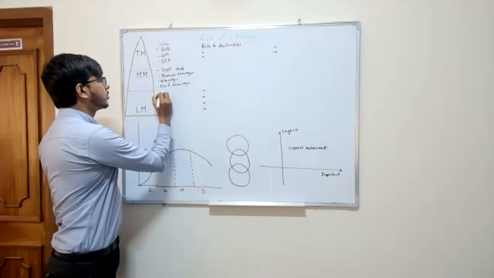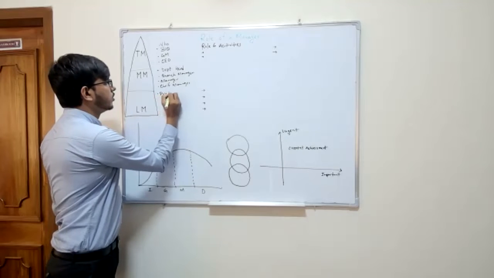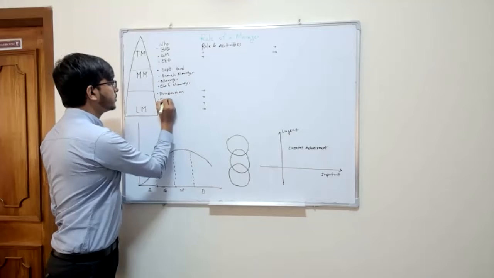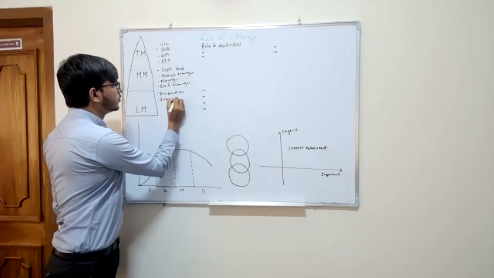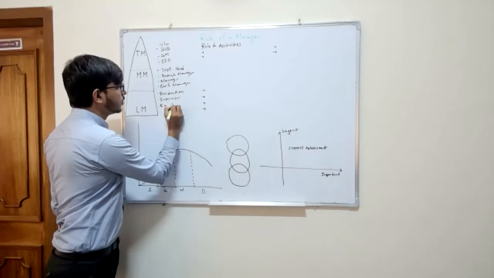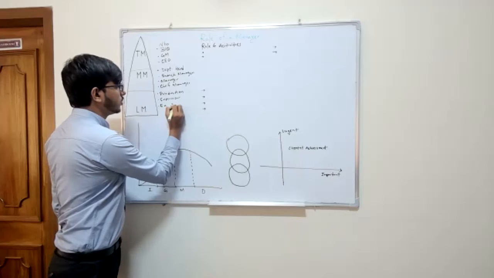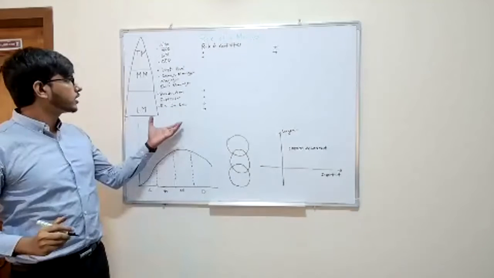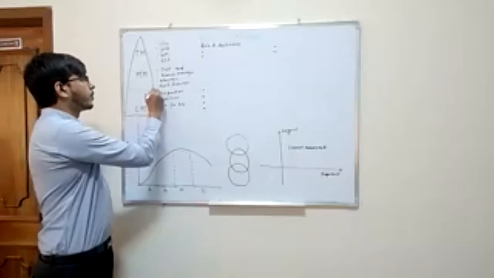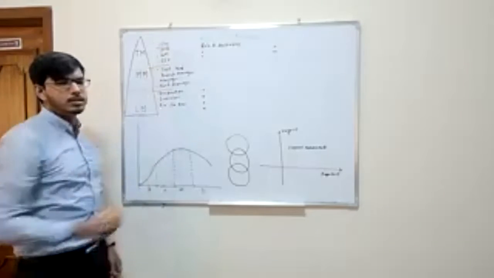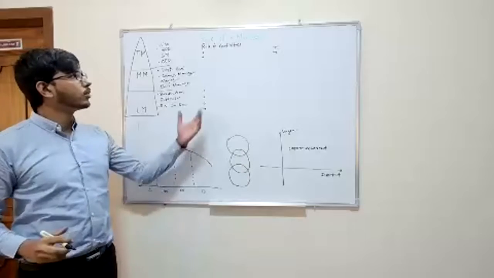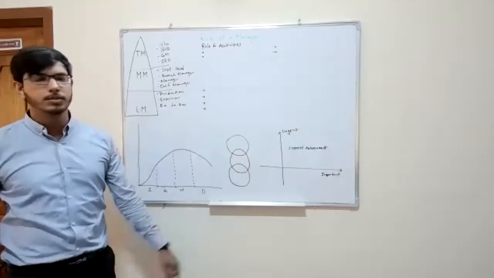Who is included in the lower management? Basically, these are production related people: supervisor, executive, and junior executive. Basically, these kinds of people are included in these three stages. Now, I'm going to show you the role and activities of each level of management.